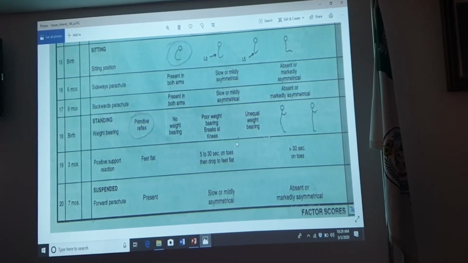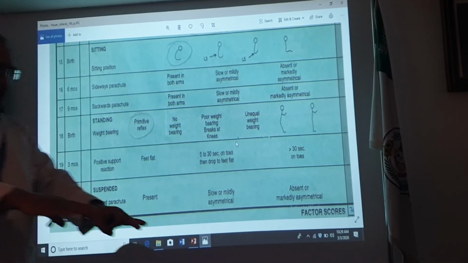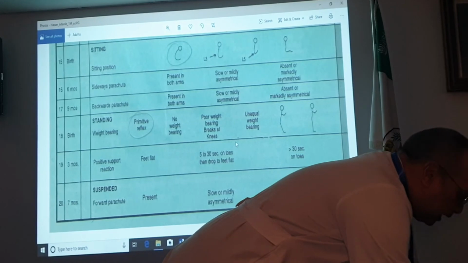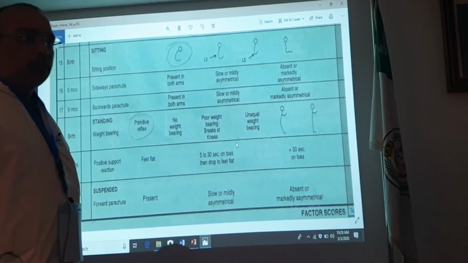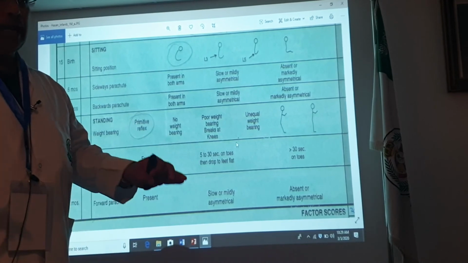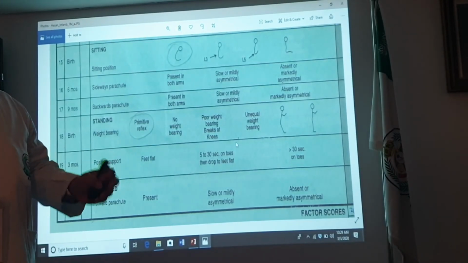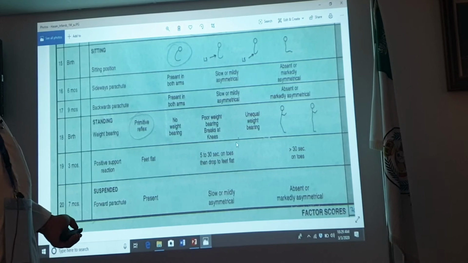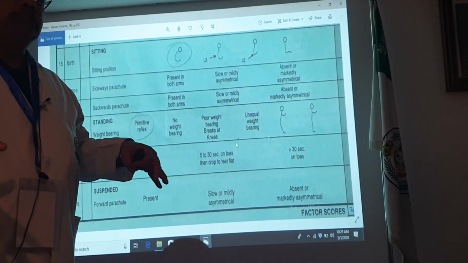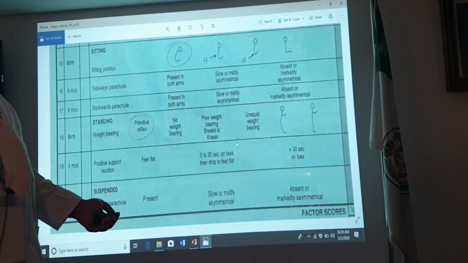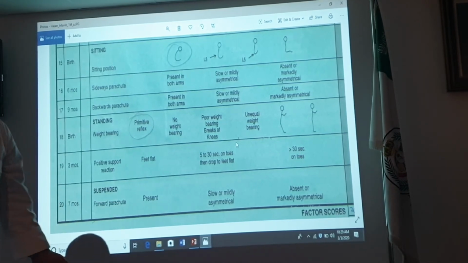Positive supporting reaction. You make the child stand on the surface. What you see is that many children will keep their feet flat. Some children will do toe standing and then feet flat. If the duration is 5 to 30 seconds and then they drop to feet flat, that is one grade. If it is more than 30 seconds with the child on the toe, that is another. Then you grade this. Clear?